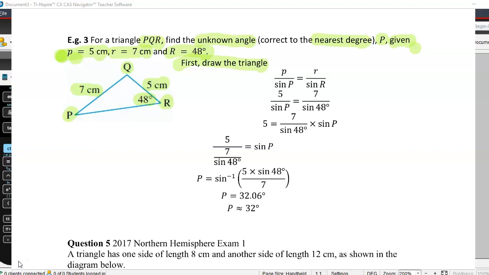Now here I've got 2 sides and the non-included angle. That is the angle that is not between them. So I can use the sine rule here to figure out P. If I'd been given Q, I couldn't. I'd have to figure out side Q and do other things to figure out what angle P is. Okay.